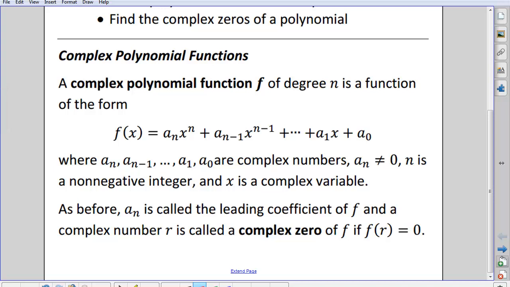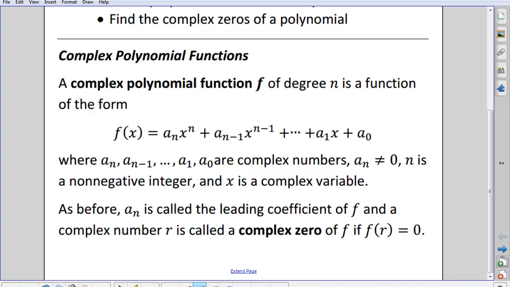First thing we have here is just a definition of a complex polynomial function. Sorry, I got a little ahead of myself there on the conjugate pairs theorem. All you really need to know is that for all intents and purposes, the functions we're going to be using in this section are the same as the ones we had in the last section. As far as the way they look and feel, they're essentially the same.